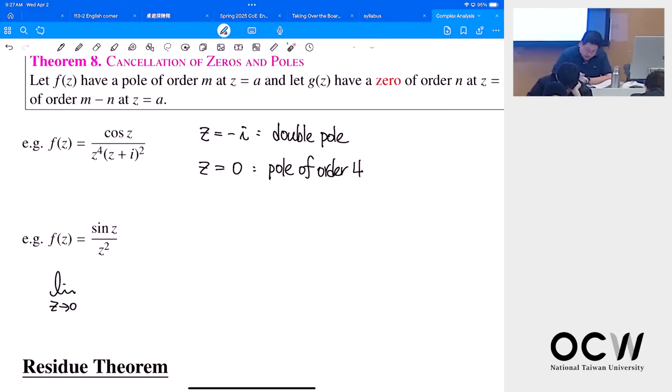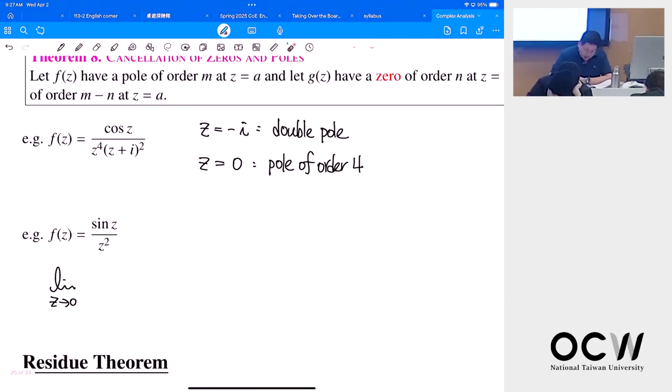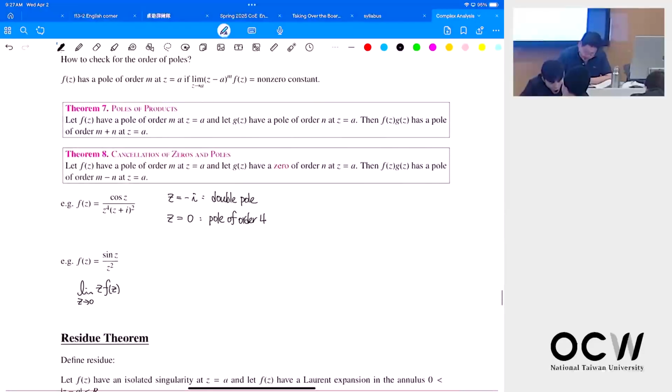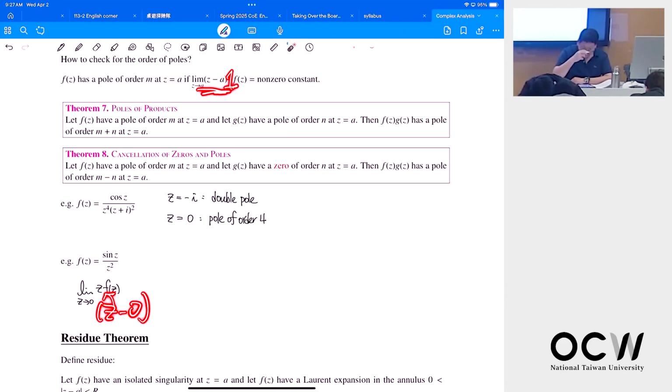And that will make your fraction divergent, because if your denominator is 0, then it goes to infinity. So z goes to 0. If I just multiply by z first, f of z, here z is z minus 0. And we just check order 1, pole of order 1, and see if it is a non-zero constant, then this is a pole of order 1.